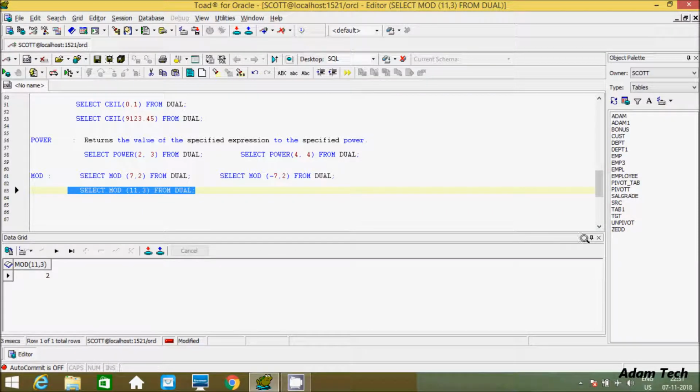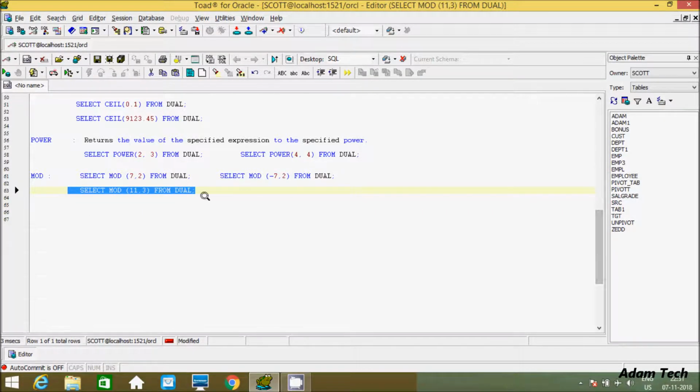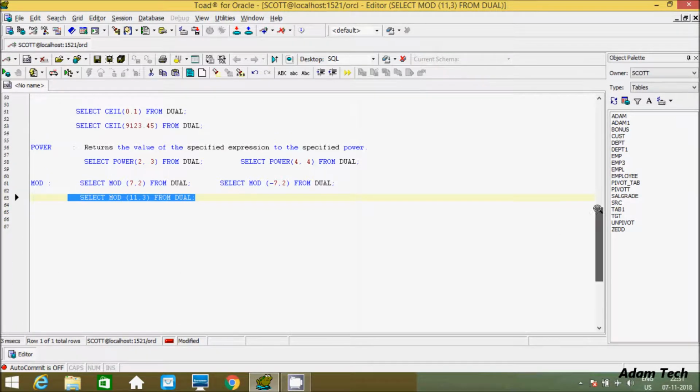So these are all the important mathematical functions generally used in Oracle database.